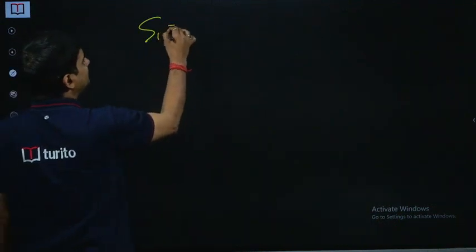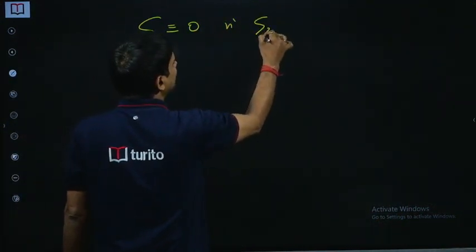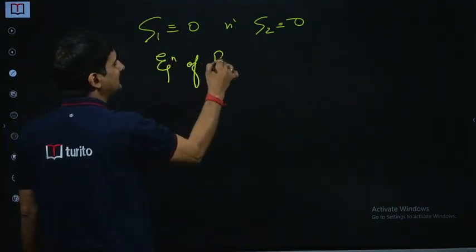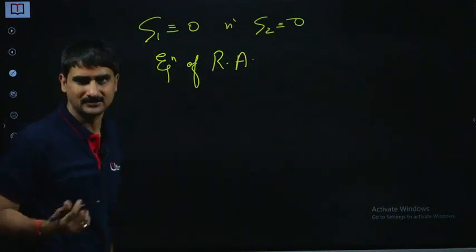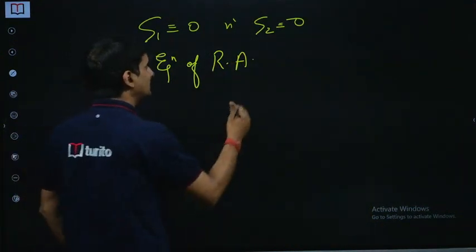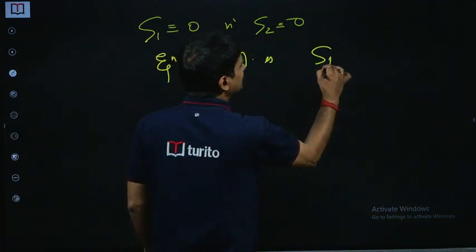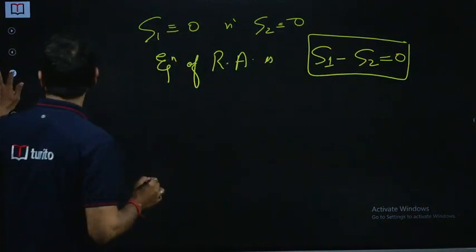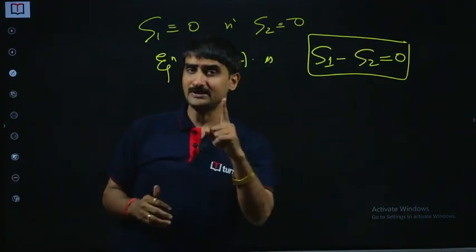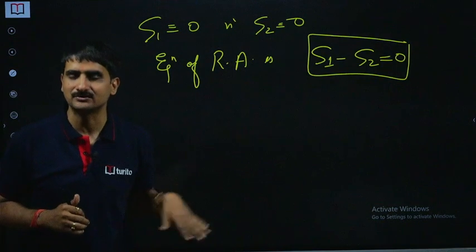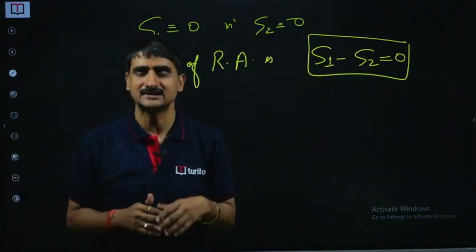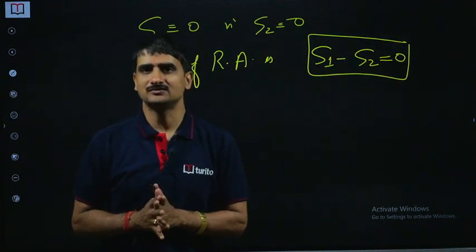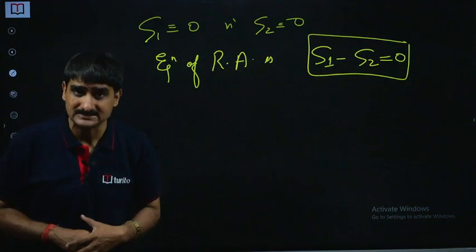If there are two circles, S1 equal to 0 and S2 equal to 0, then the equation of radical axis, I represent it as capital R dot capital A dot, is given by simply S1 minus S2 equal to 0, where you have to ensure that the coefficients of x square and y square in both the circles are the same, because that's a line. Radical axis is a line. So there can't be any second degree term. It has to be a linear equation. So x square and y square terms must get cancelled.